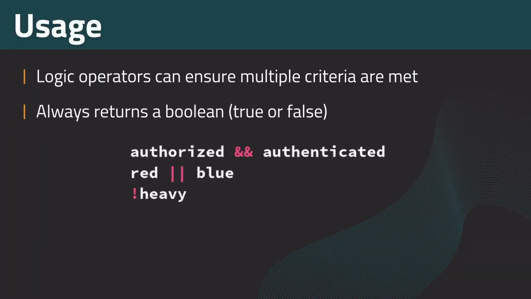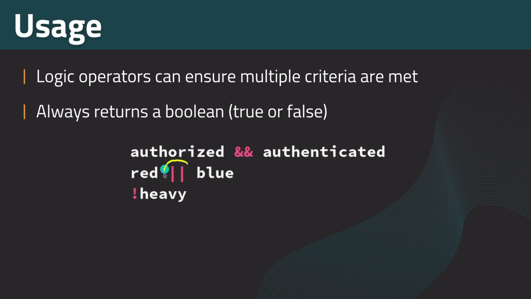So what you can do with the logic operators is combine true and false things. In this example, these would all be Booleans. So we have authorized and authenticated. Both of these need to be true because we're using two ampersands. If both of those are true, then the return value will also be true. If either one of these is false, then the return value will be false.